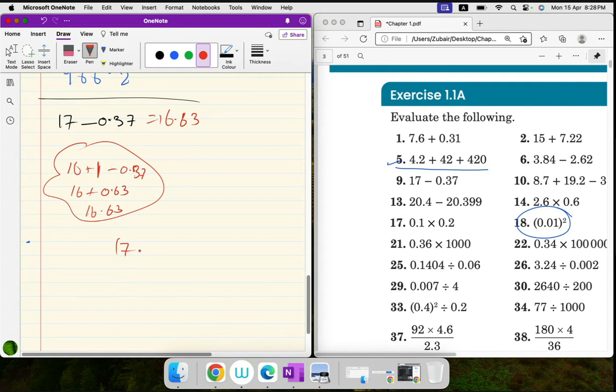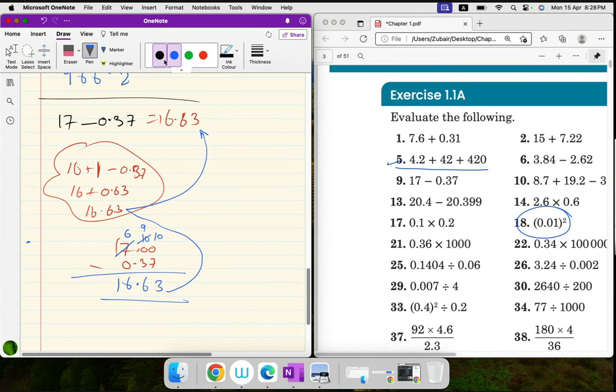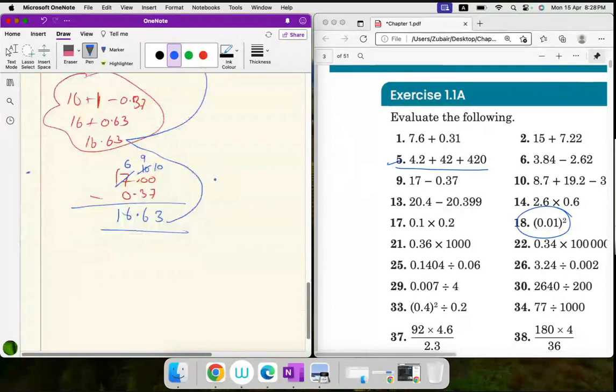Yes, sir. The other way is 17 and we are subtracting 0.37, and we know that these are double zeros. We have to take a carry: 7 turns into 6, this is 10 now, and 10 turns into 9, the last one is 10 now. 10 minus 7 is 3, 9 minus 3 is 6, and 6 minus 0 is 6, 1 comes down, so 16.63. No matter how you do it, there's no compulsion in the method.